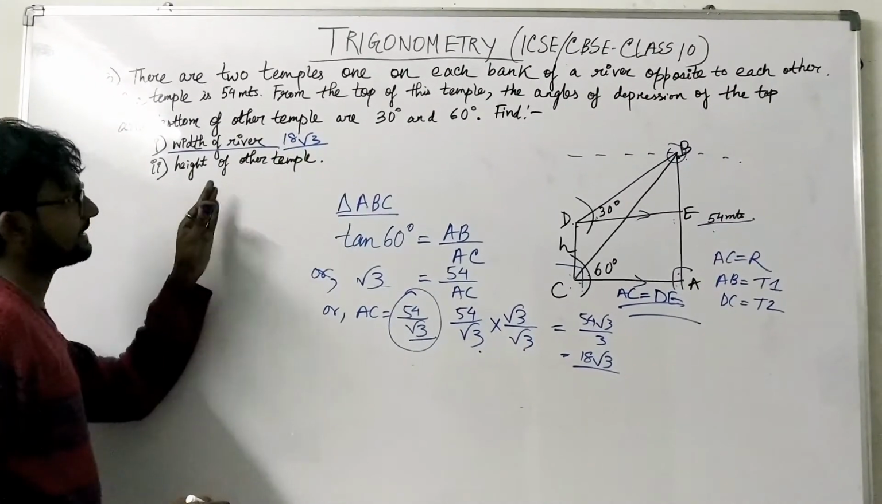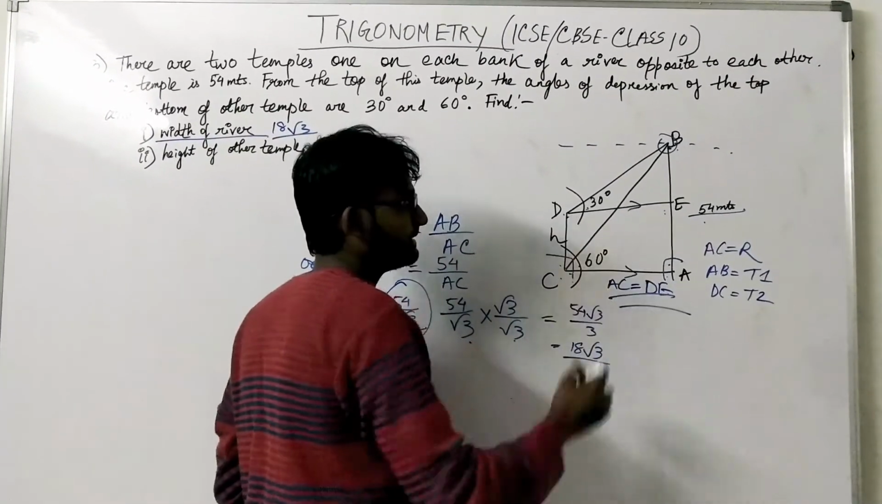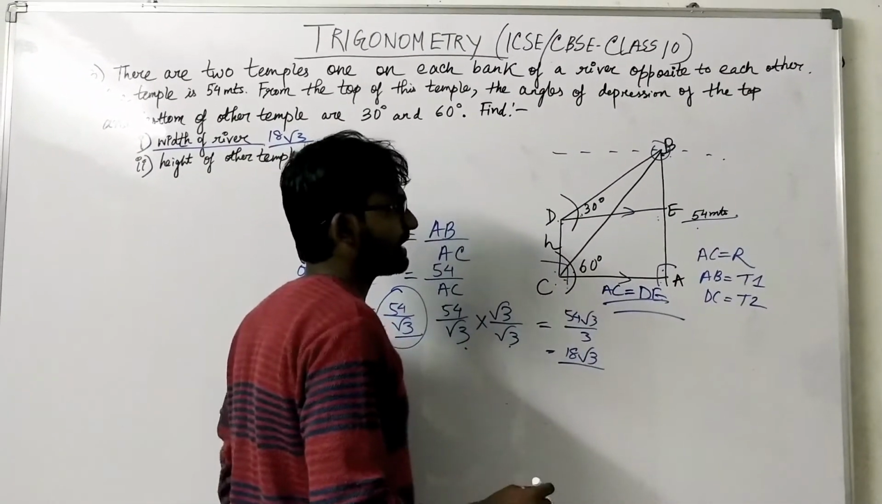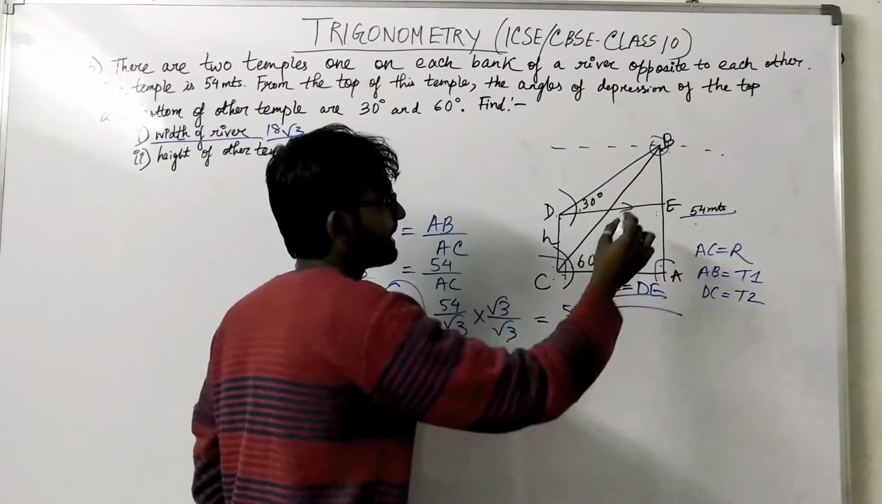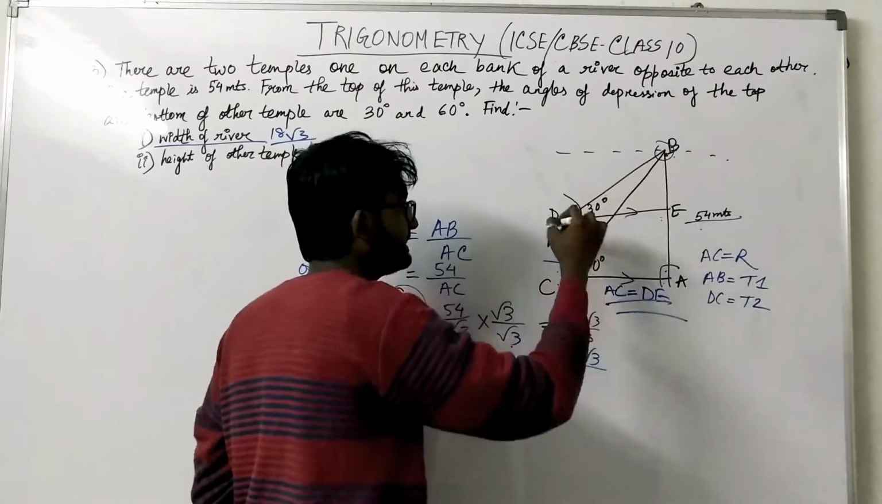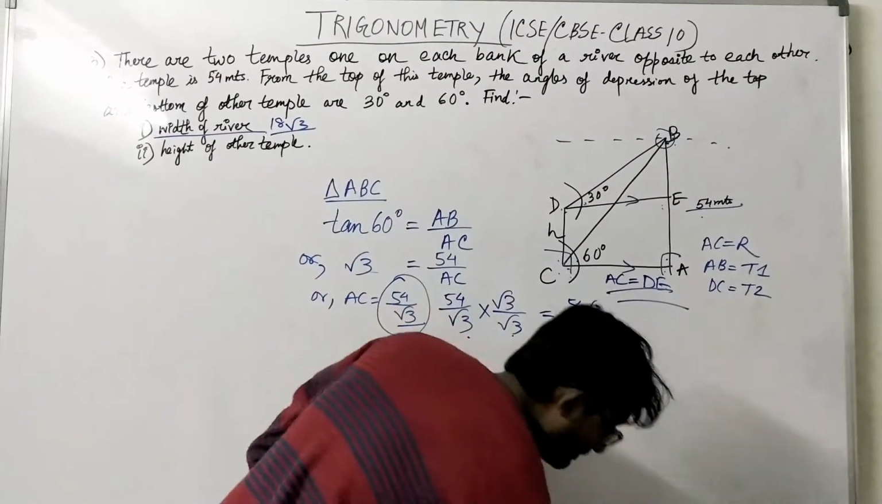Now the height of the other temple, that is CD. We have got triangle ABC, and now we have one more, BDE. So now we will go through triangle BDE.